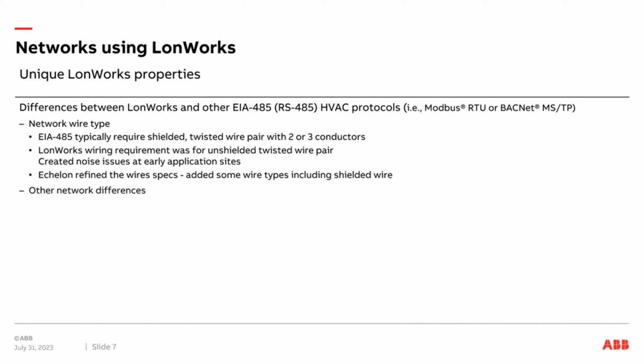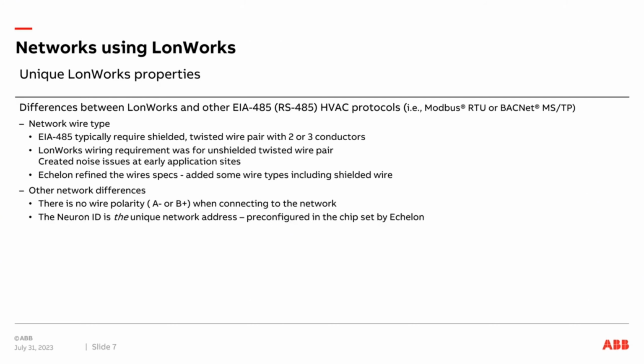In addition, there are several other network differences that stand out. The first one is that there's no wire polarity when you connect to the network. No plus, no minus. That kind of puts people back a little bit. Then there's this neuron ID we talk about. It is a unique network address, somewhat like a MAC ID, except it's pre-configured into the smart chip by Echelon long before we get it. Because of that, there's no node ID or device address, or any network ID information to enter. And, bonus, there's no parity that you have to set up either.